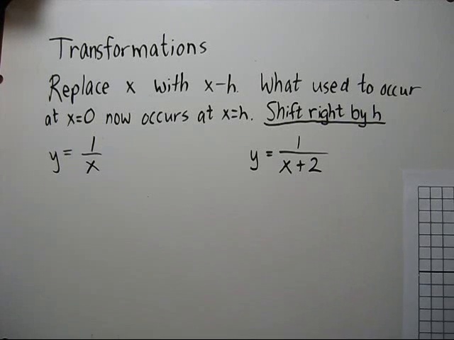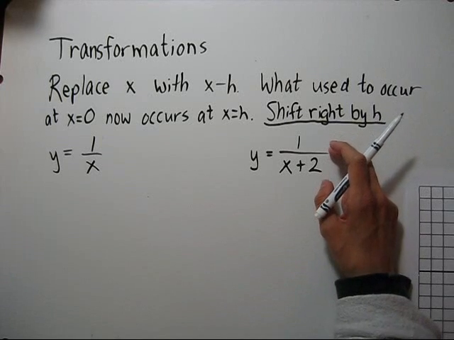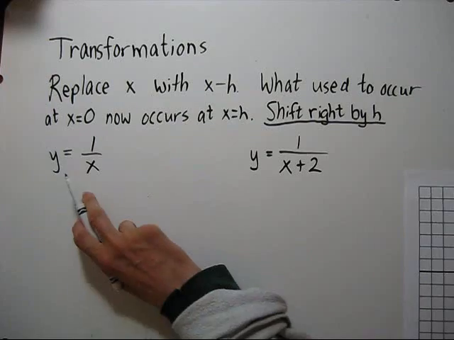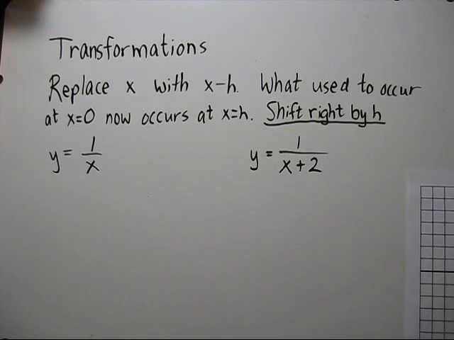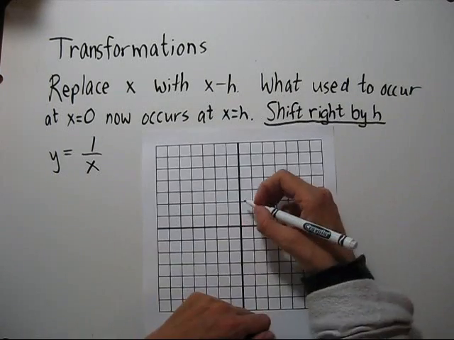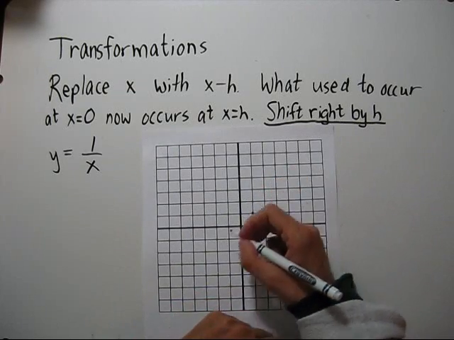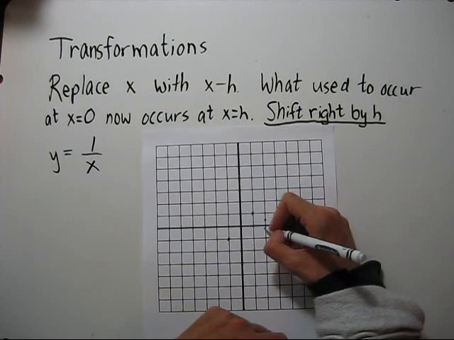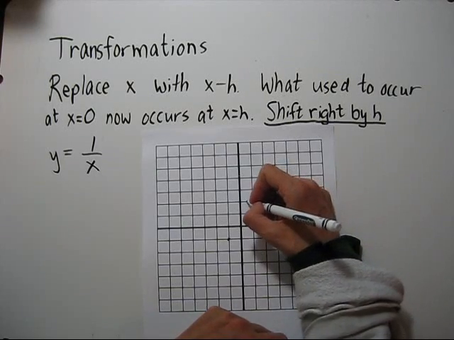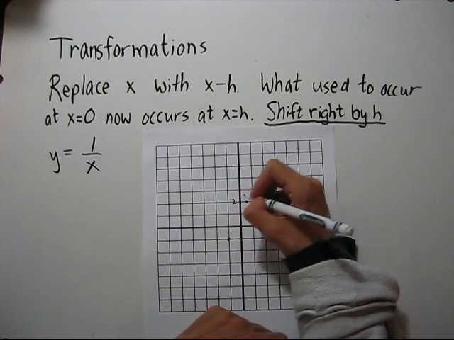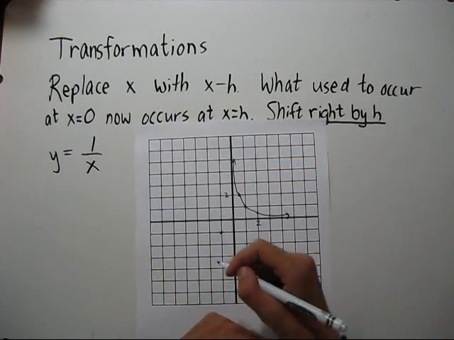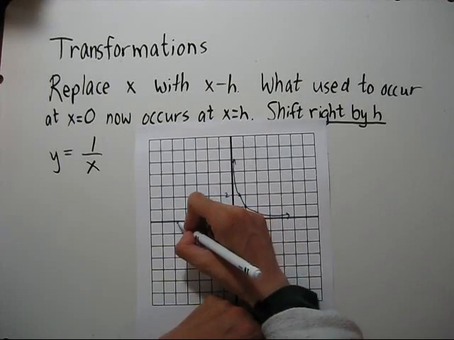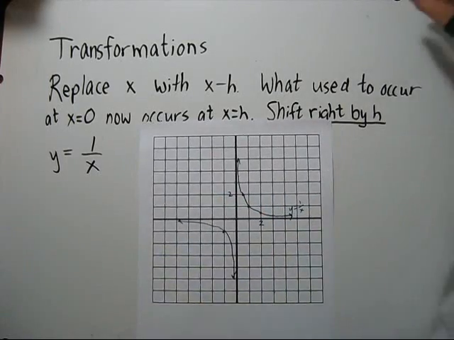Let's do an example. We want to graph y equals 1 over x plus 2. Well, the basic underlying graph there is 1 over x, so let's graph that. Reference points are (1, 1), (negative 1, negative 1), (2, 1/2), and (1/2, 2). It's an odd function, so it's symmetric with respect to the origin. And there it is.